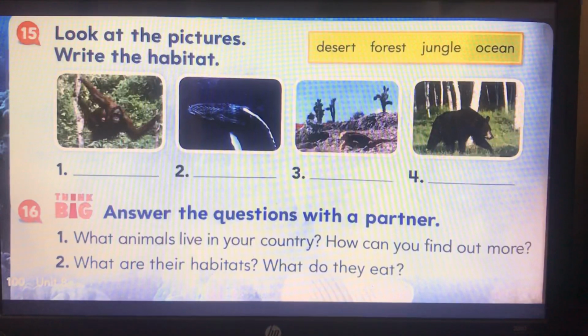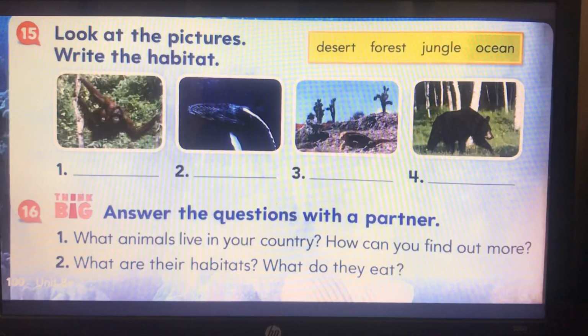Number 3. In number 3, we have a very good looking animal. This is a lizard. Where do lizards live? Nice! Yes, they live in the desert. Now, number 4. Where do bears live? That's right. Bears live in the forest. Good job, everyone. Now, let's look at the bottom questions of page 100.